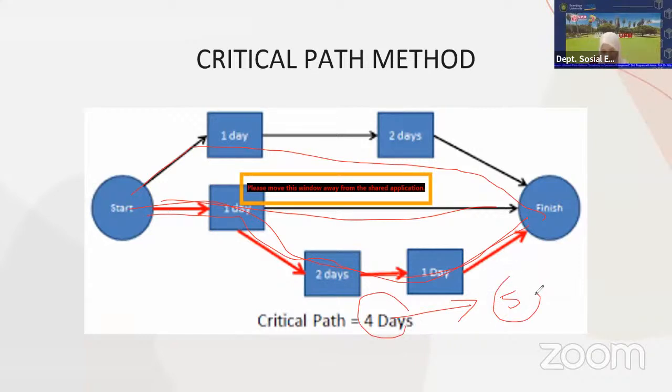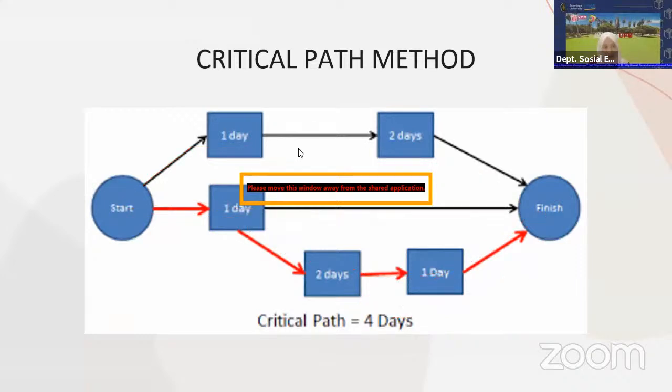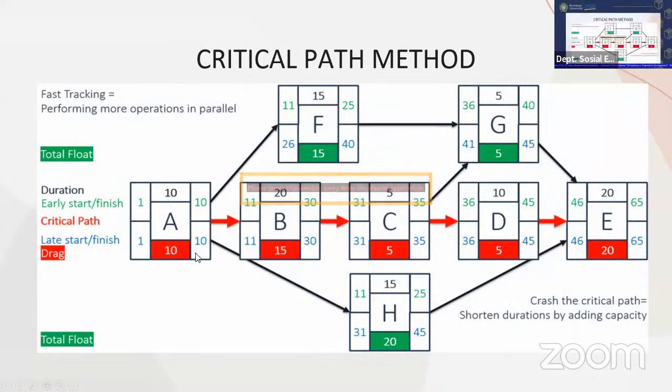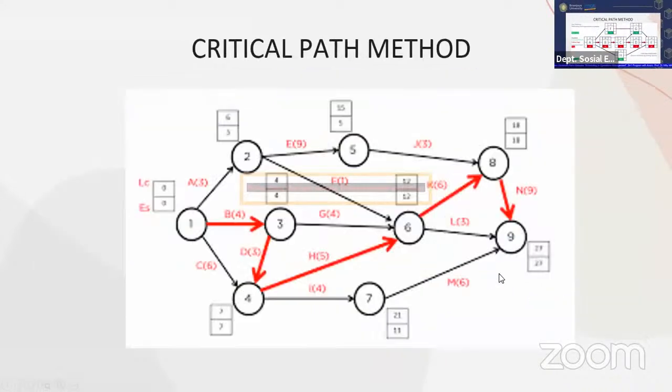So there will be lots of consequences if you delay your activity, right? So this is another example showing the critical path method. Here is the detail, where we have the calculations. The red color basically shows you the critical path, right? So this is another critical path method example, activity on arrow.